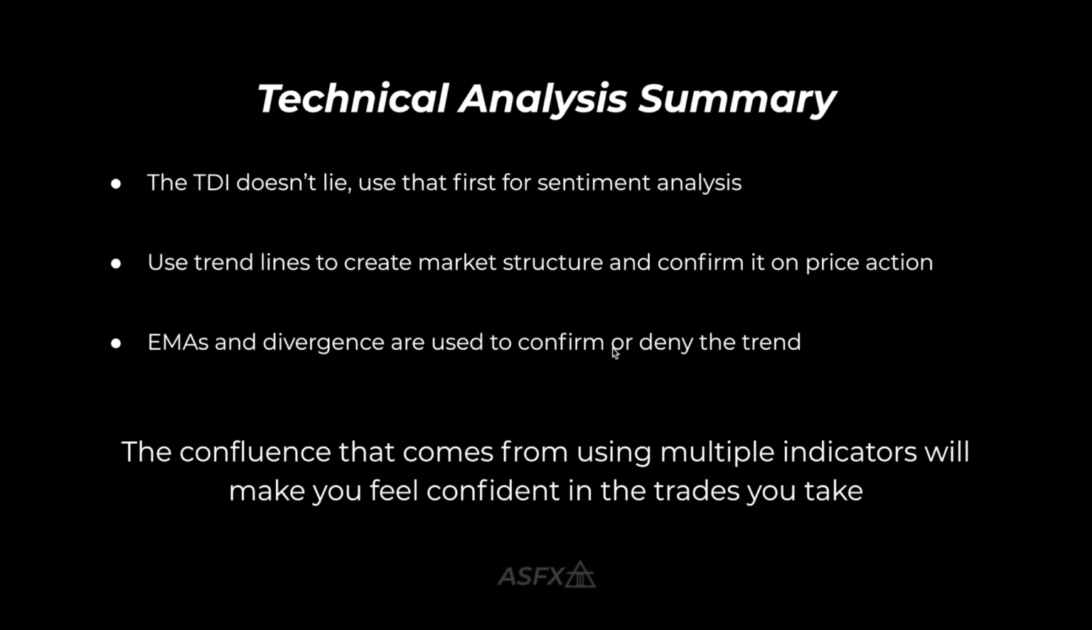Let's say the EMAs are all pointing in one direction, but the TDI is a little divergent. TDI is in the right zone, though, everything looks good except that divergence. You now understand that the divergence is still going to decrease the probability of that trade, no matter how good of a setup you think it is. You've got to be unbiased and you've got to read what that chart is telling you. Because remember, the confluence that comes from using multiple indicators will make you feel confident in the trades that you're taking, and that is the goal.